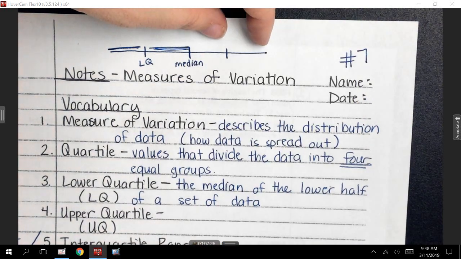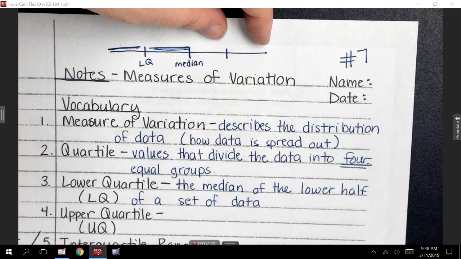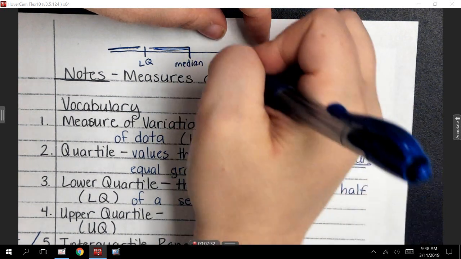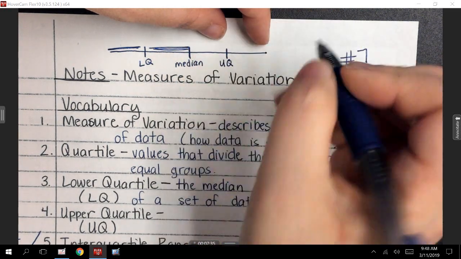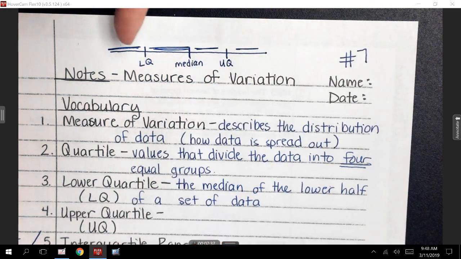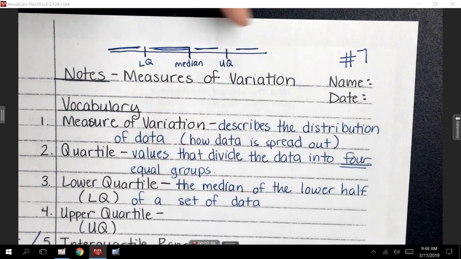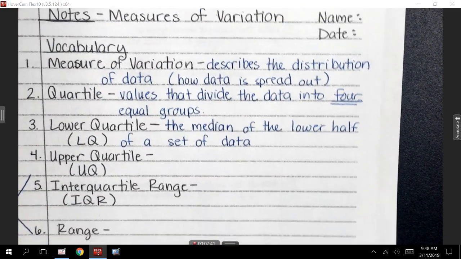Now, guys, this time I'm splitting the upper side in half, the bigger numbers in half. What do you think we're going to call that? The upper quartile. That's going to be our UQ. And do you see how that's created my 4 equal spaces? All right. So let's kind of write that down as our definition again.